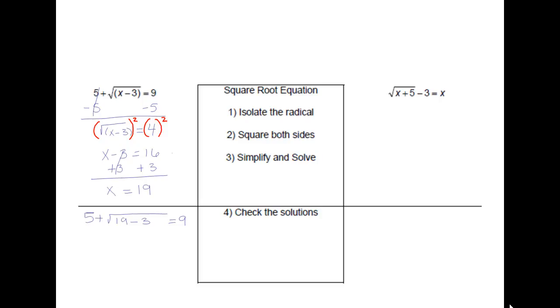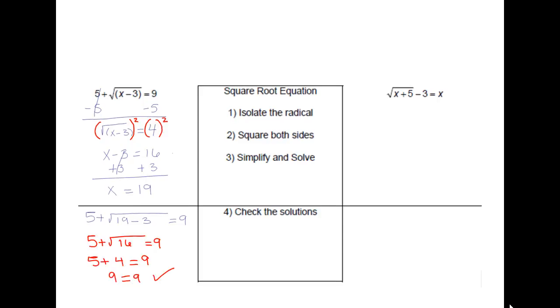Is 5 plus the square root of 19 minus 3 equal to 9? Well, what's 19 minus 3? That becomes 16. Is 5 plus the square root of 16 equal to 9? Square root of 16 is 4. Is 4 plus 5 9? It sure is. So 9 equals 9. That equation checks out. Now let's look at the one on the right side.